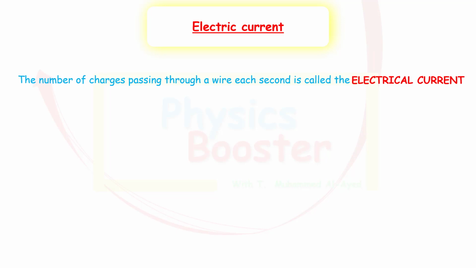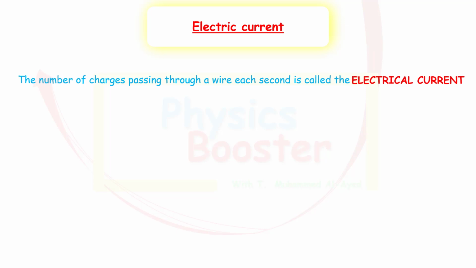But to make our calculations more measurable, we will be using the term electrical current. So simply, the electrical current is the number of charges, or in other words, coulombs, passing through a wire each second. We will call this the electrical current. Once again, the number of coulombs passing each second. So if we have 5 coulombs passing each second, we will have electrical current equal to 5.